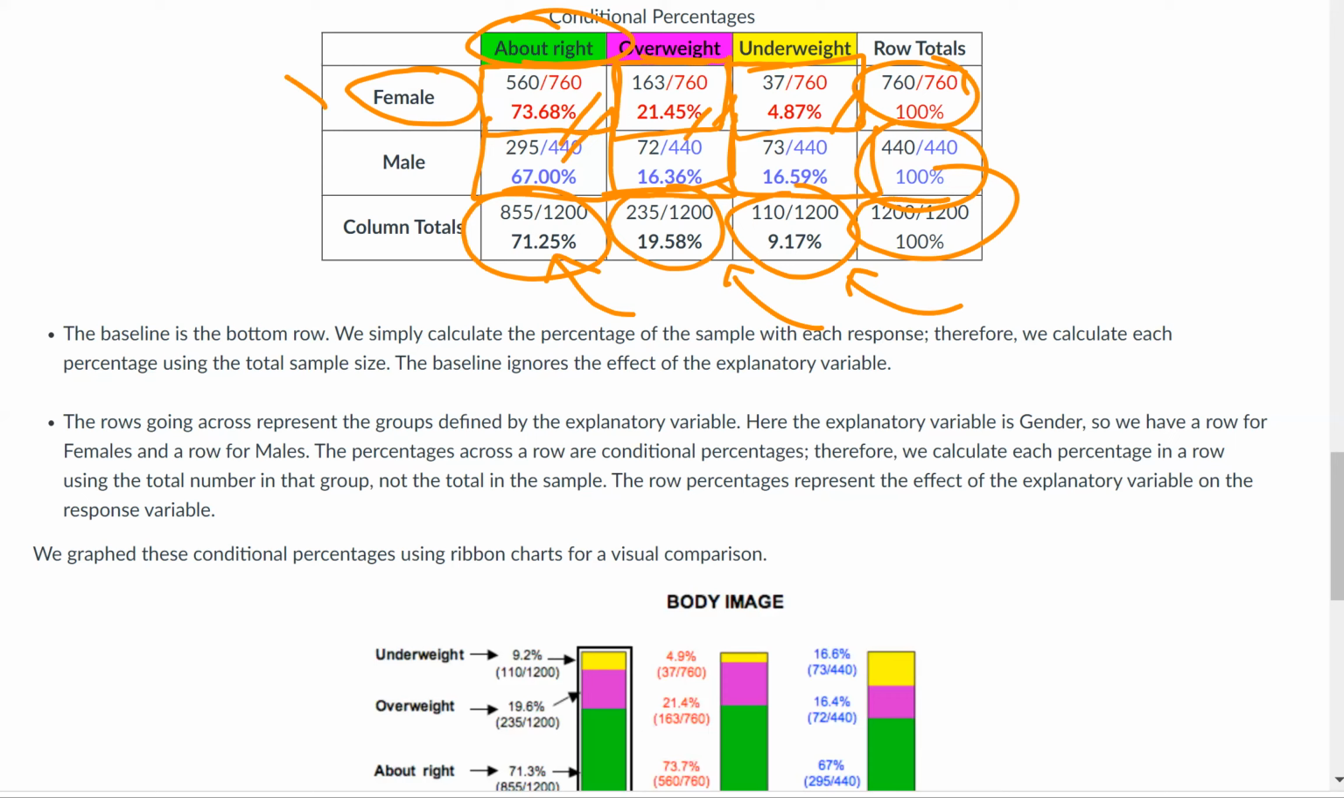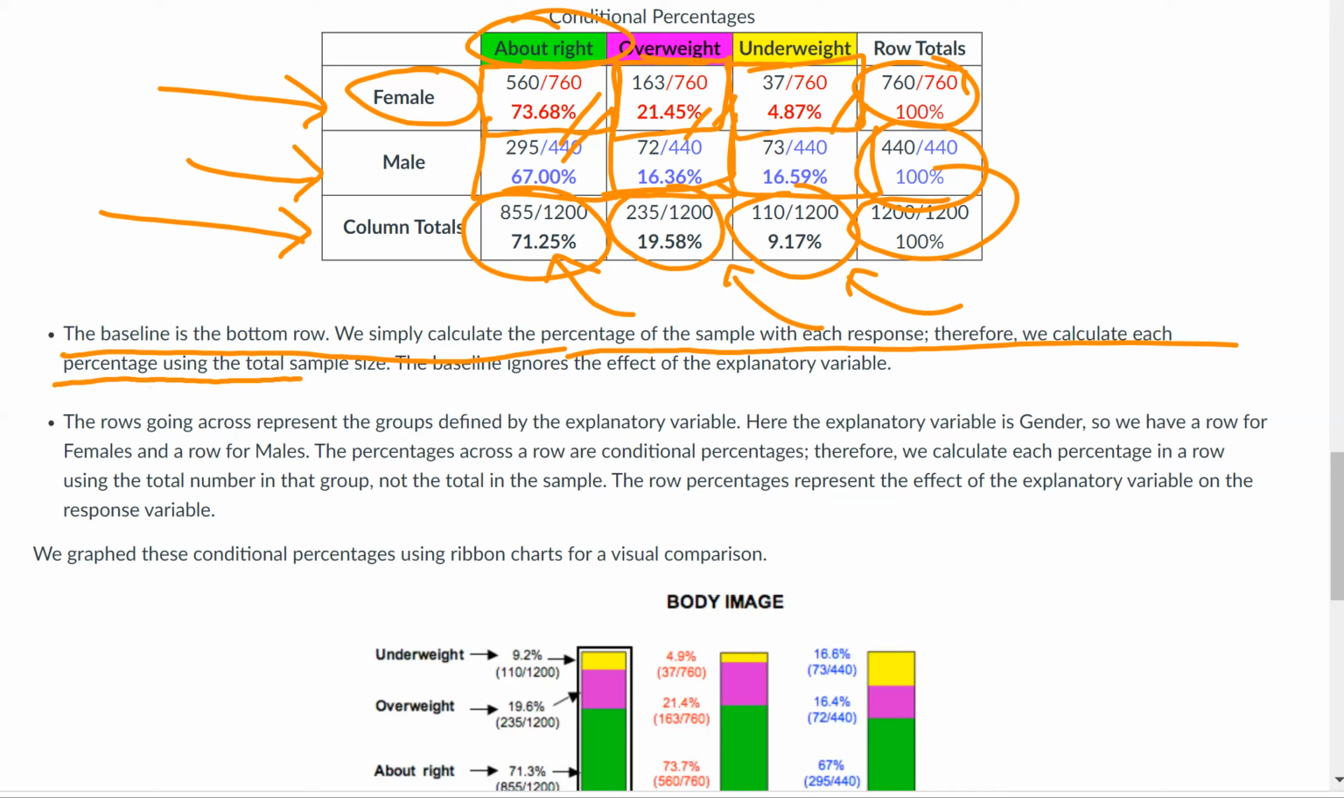So the top row represents females, proportions of females. How many of the females thought they were about right, overweight, underweight. The second row represents males. And the last one represents just all the students together. The baseline is the bottom row. We simply calculate the percentage of the sample with each response. Therefore, we calculate each percentage using the total sample size. The baseline ignores the effect of the explanatory variable.